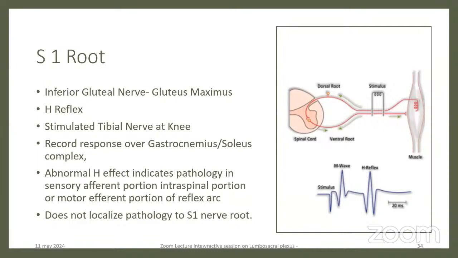Dorsal root, abnormal H reflex indicates pathology in the sensory afferent portion, intraspinal portion, or motor efferent portion of the reflex arc. It does not localize pathology to the S1 nerve root.